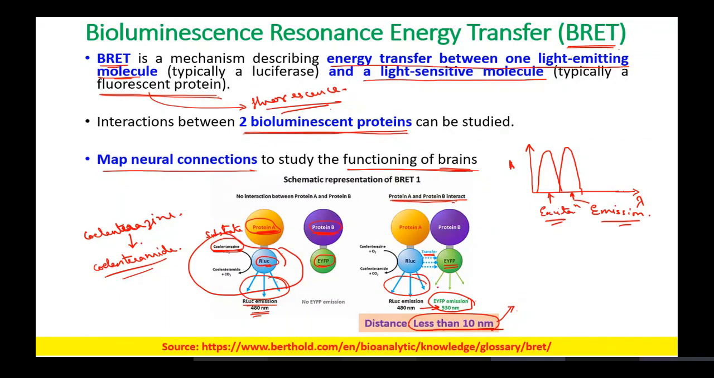Now, where is the bioluminescence happening? The bioluminescence is happening in this area with the R-Luc enzyme, which has been conjugated with protein A.